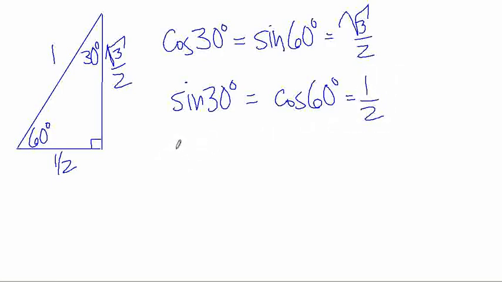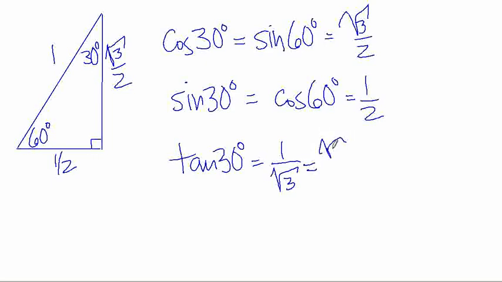Okay? Also, with your calculator, work out the tangent of 30 degrees, and you'll see that it's equal to 1 over √3, or √3 over 3. And you'll see that the tangent of 60 degrees is equal to the square root of 3. So the tangent of 30 degrees and the tangent of 60 degrees are reciprocals of each other. Okay? You'll find these identities very useful.